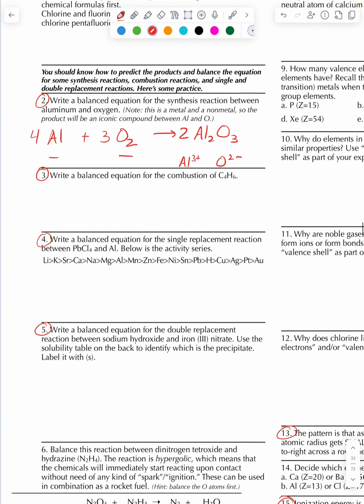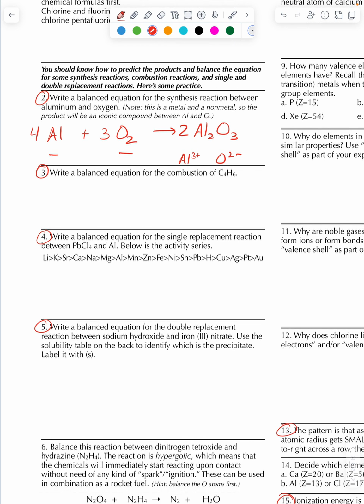Okay, write a balanced equation for the combustion of C4H6. Start with C4H6. What does combustion mean? It means reacting with O2. And when we combust a hydrocarbon, what are our 2 products? CO2 and H2O. Know how to do that. Balance the carbons. Next, balance the hydrogens. Right? Didn't lose you there, did I?